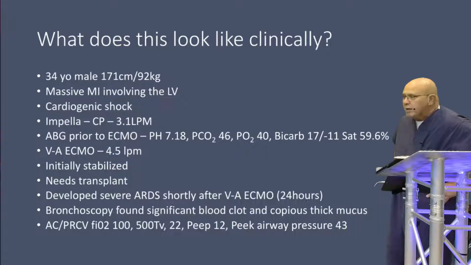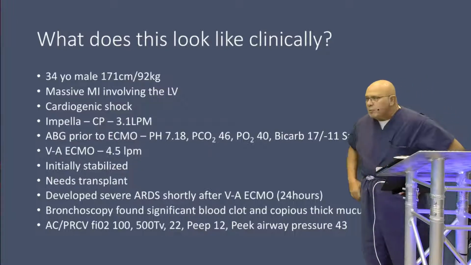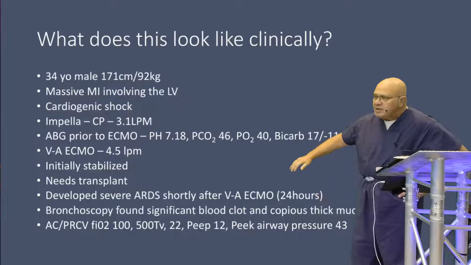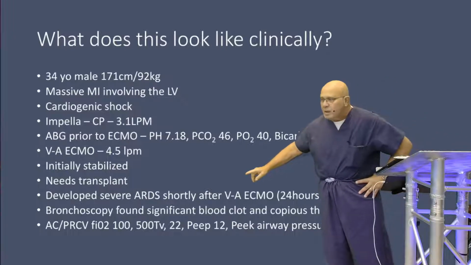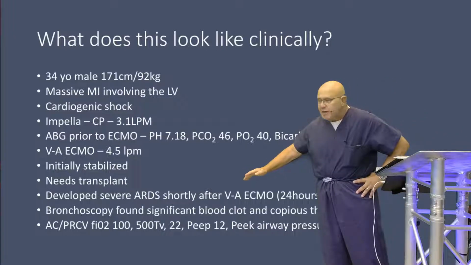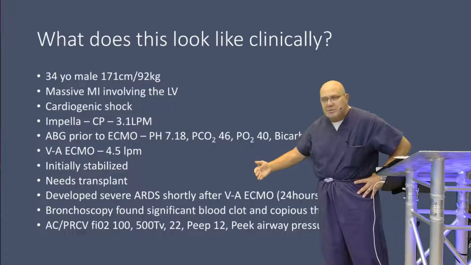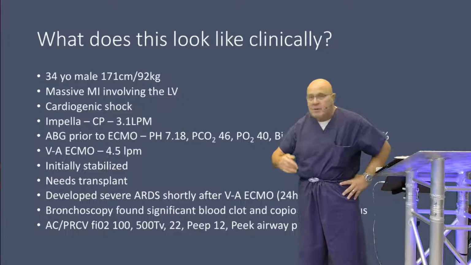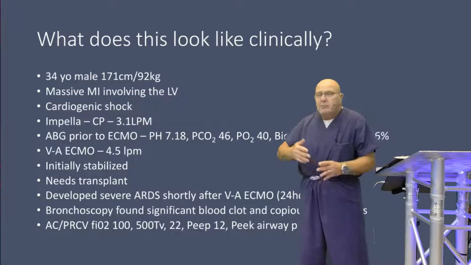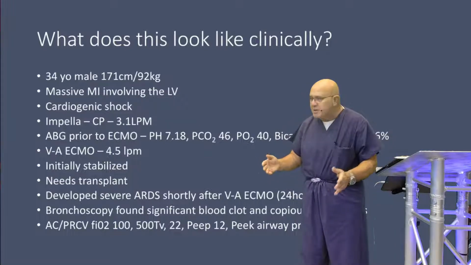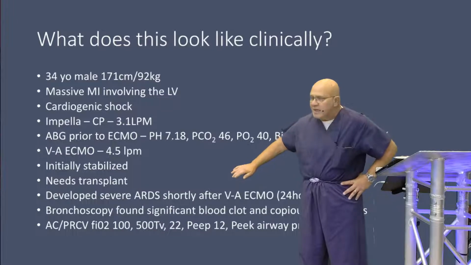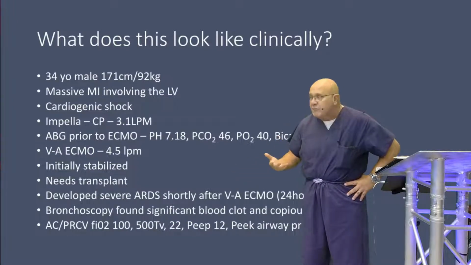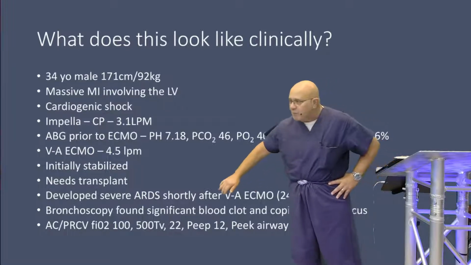We got a problem, right? VA ECMO was initiated with a flow of 4.5 liters. The patient initially stabilized, but is clearly in need of a transplant. There's nothing we can do for him surgically in the hospital where we are. He needs either a transplant or a device, so he's a bridge to decision at this point, because there are some serious concerns about his neurologic status that we have to assess. But from a cardiac perspective, he needs something more than we can offer.